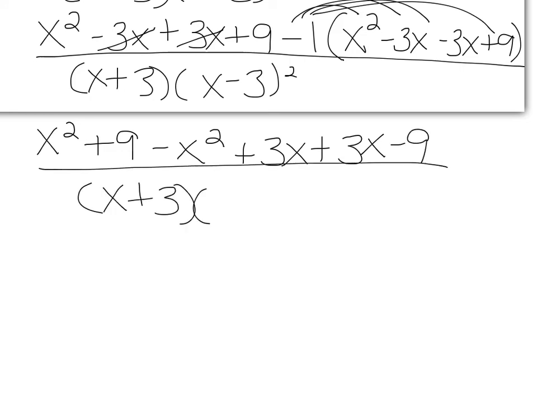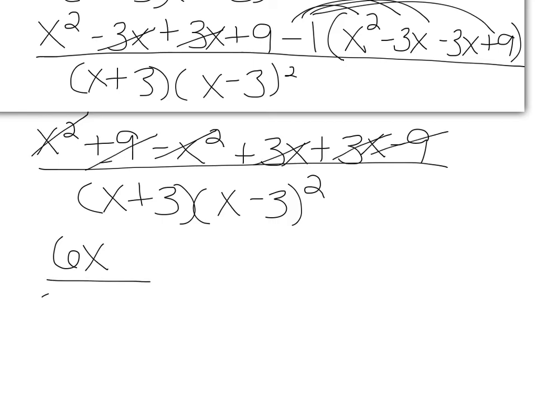So this is x plus 3 times x minus 3 squared. So you have x squared minus x squared. Those cancel. Then you've got 3x plus 3x. That's 6x. Cross those out. And then you have 9 minus 9. Those cancel. So you just have 6x in your numerator over x plus 3 times x minus 3 squared.